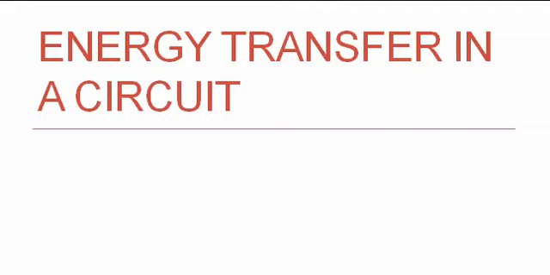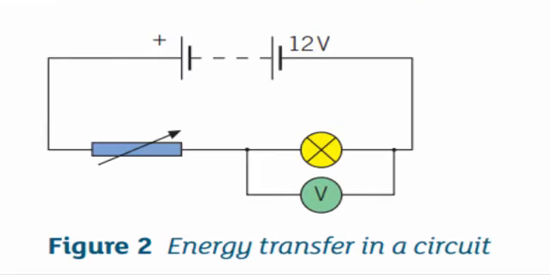In this tutorial, we'll be talking about the energy transfer in a circuit. The circuit in figure 2 shows a 12-volt battery in series with a torch bulb and a variable resistor. When the voltmeter reads 10 volts, the potential difference across the variable resistor is 2 V.